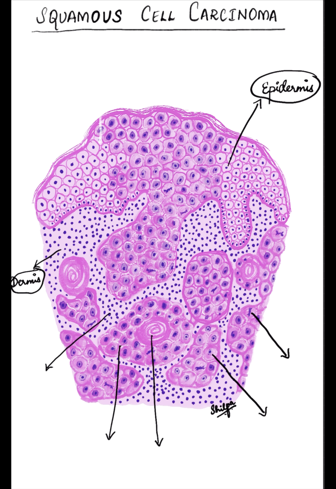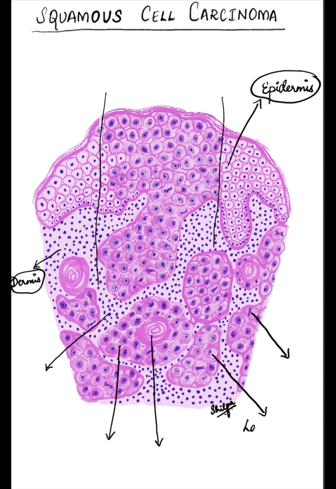So this is the portion where you're seeing that they are invading. And you can also see that these tumor cells are arranged in nests, sheaths, and islands in the underlying dermis. So, how are the individual cells? They are large, polygonal. So, you can see that I have labeled here.